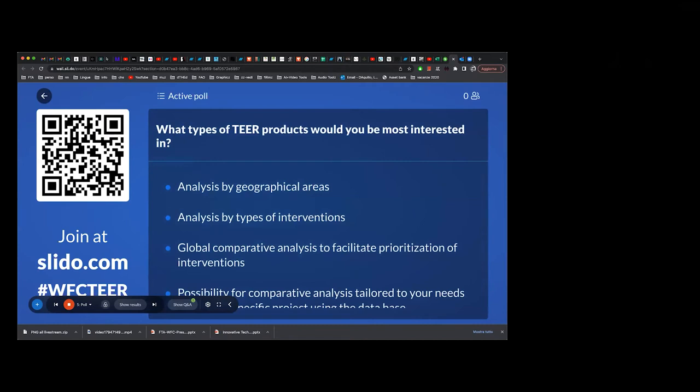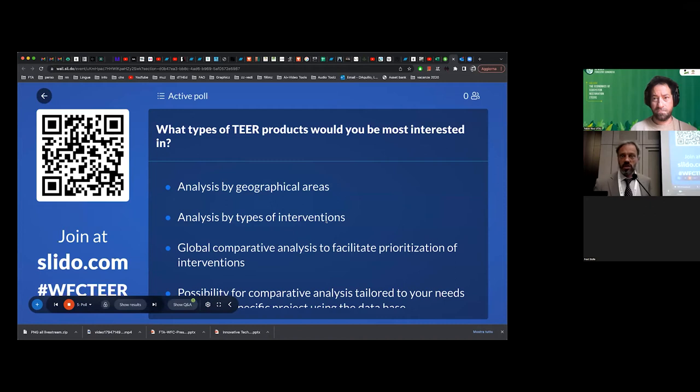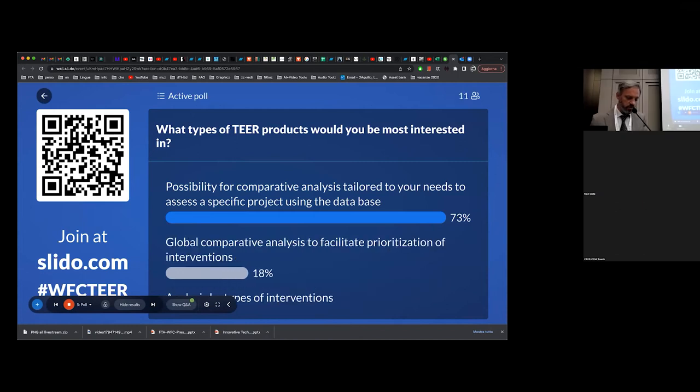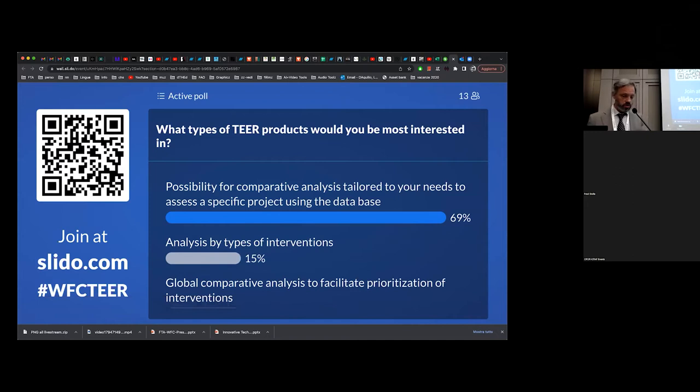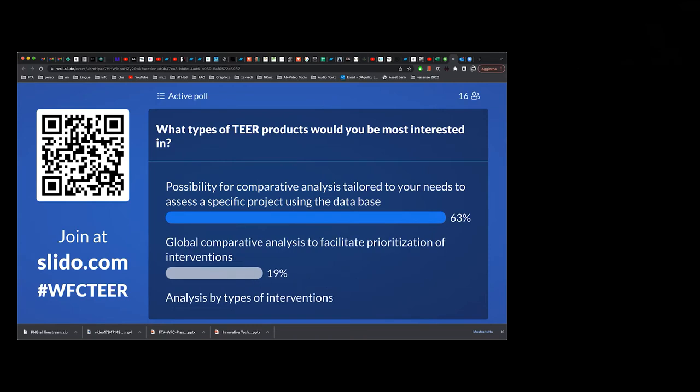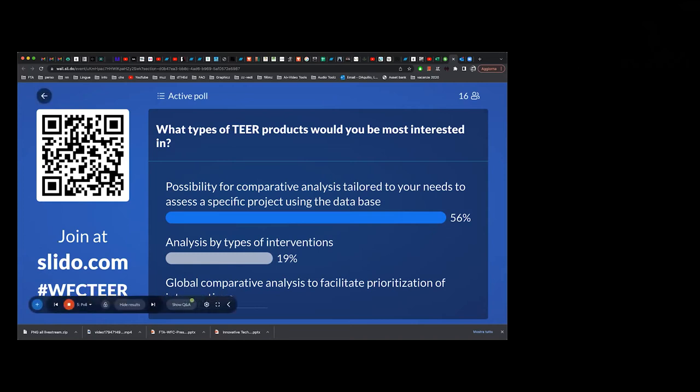Okay, so was that the last question, Fabio? No? Nope. There was one more, the last one, a bit more into details. What kind of products would you be most interested in? You've seen the different presentations, different kinds of averages or analysis that we could draw from that. Geographies, types of interventions, comparative analysis to facilitate prioritization of interventions, and possibility for comparative analysis tailored to the needs to assess a specific project using the database. I think that's quite interesting, because it shows that maybe there is a little bit of a layer to construct to extract sensible data out of the database for users, tailored to their specific needs.